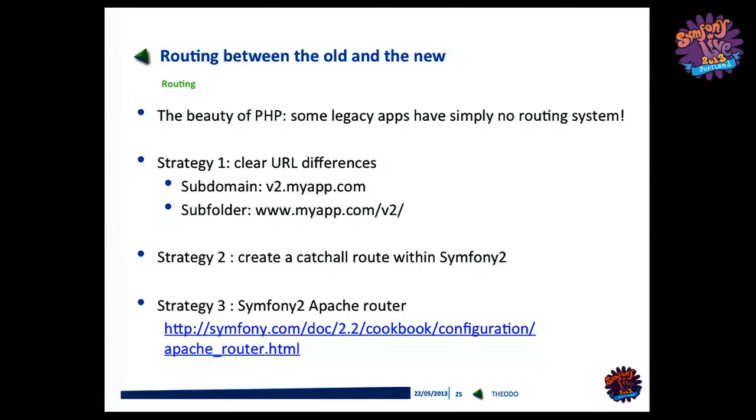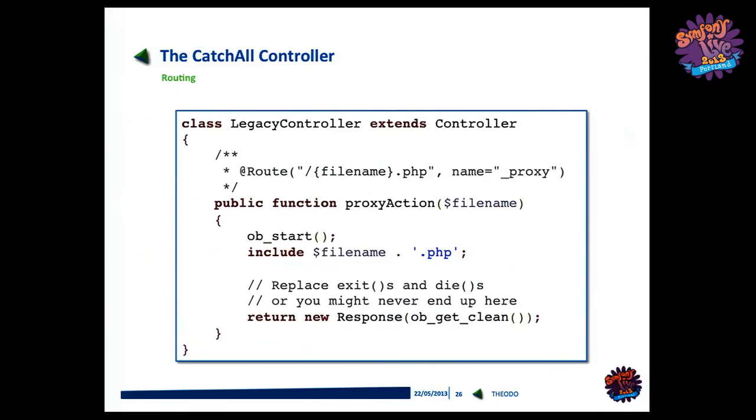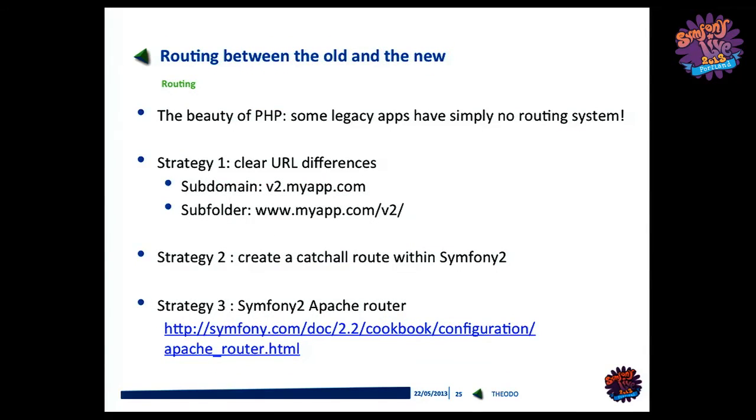So either you're using strategy one, and you're using two different vhosts, one with the Symfony 2 typical rewrite, one with the legacy one. Or you are rewriting everything to Symfony 2. And then in your Symfony 2 controller, you would be copy-pasting the content of the index.php file of your legacy app. In the third case, this was actually tried by us on a big project and worked quite well.